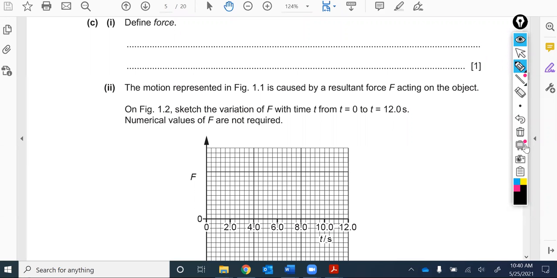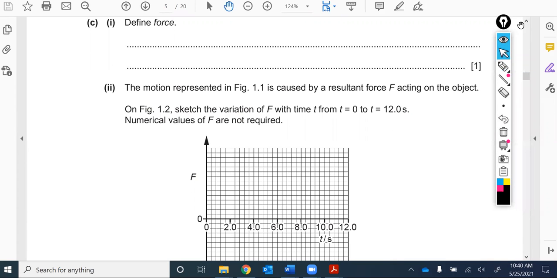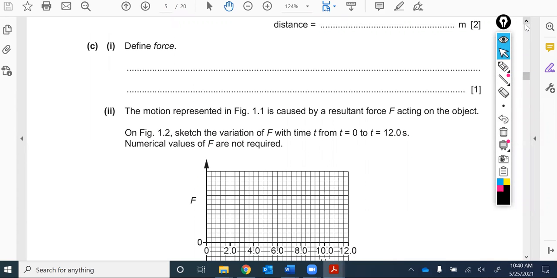Question number 2, or rather, this is a continuation of the same one. Now, let's do part C, define force. We've got to just do this right. We're continuing on from the last one. All right, define force. There's only one way to define force.